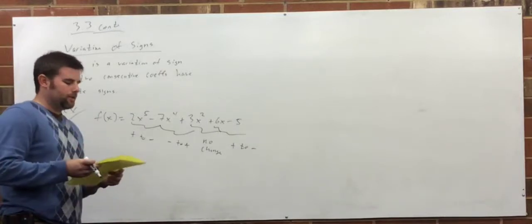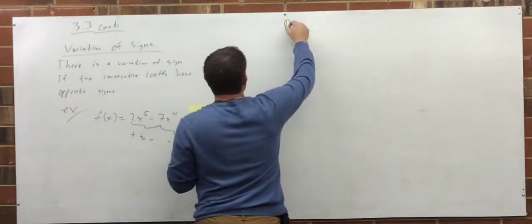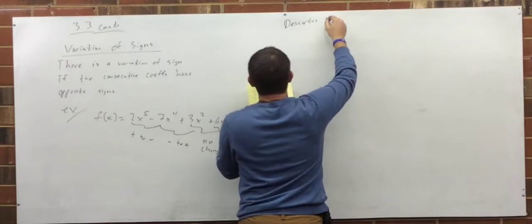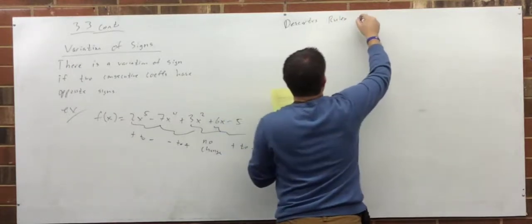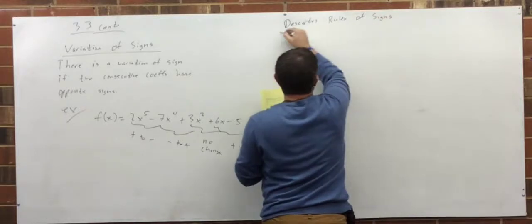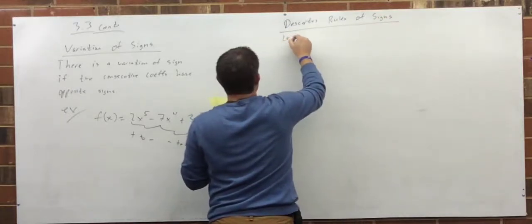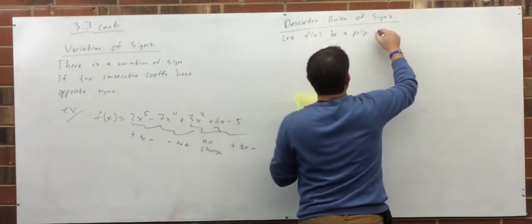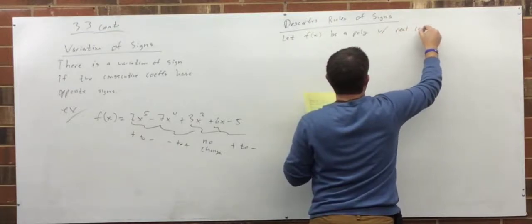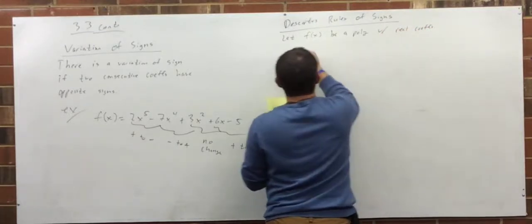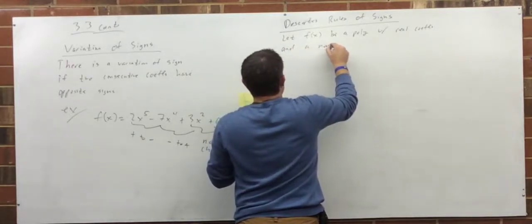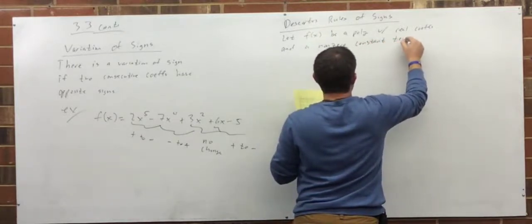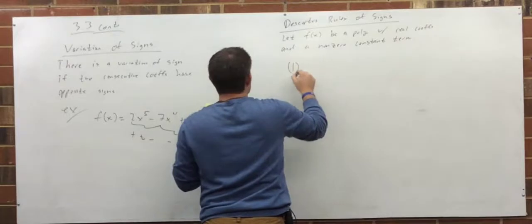Alright? That leads us into Descartes' rule of signs. This is in your book, on page 237, somewhere in there. Descartes' rule of signs. So, let f of x be a polynomial with real coefficients and a non-zero constant term. And Descartes' rule of signs tells us this.